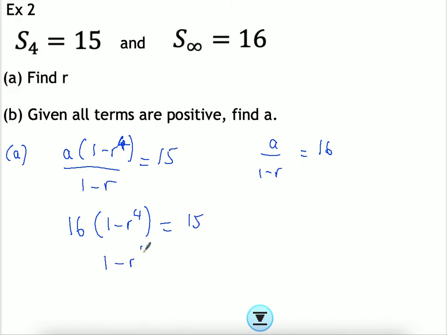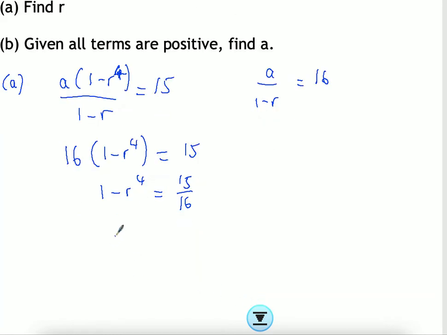So 1 subtract r to the power 4 is the same as 15 over 16. Bit of tidying up here, so we get 1/16 is equal to r to the power 4, which means r is going to be plus or minus 1/2. Okay, so part B says all the terms are positive, find a.